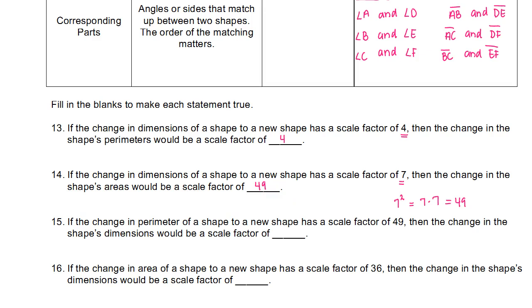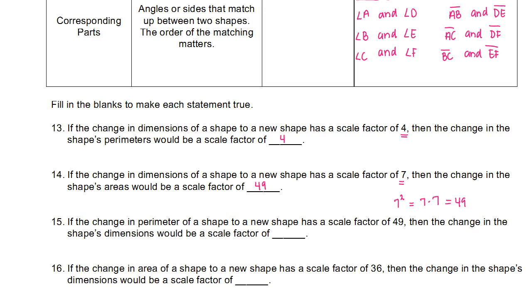Remember, when we double the side lengths, the area quadruples. 2 squared is 4. When we triple the side lengths, the area increases by a factor of 9. So 3 squared is 9.